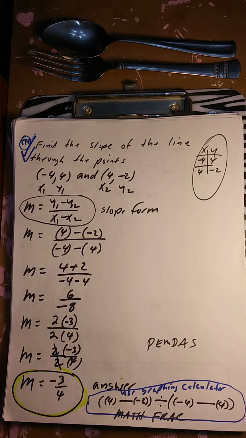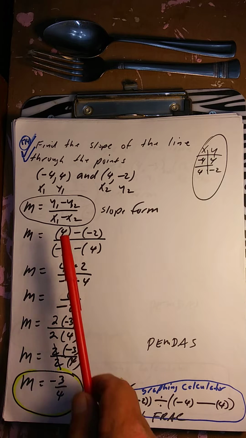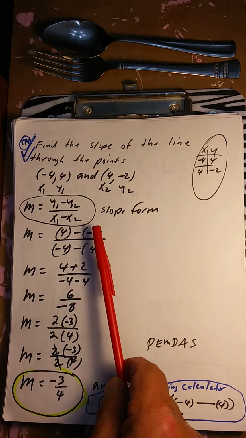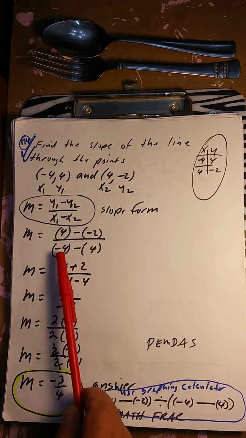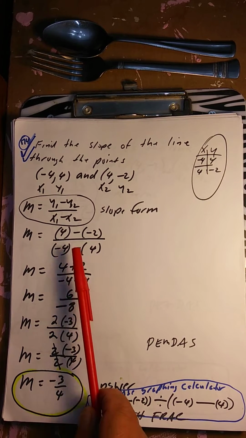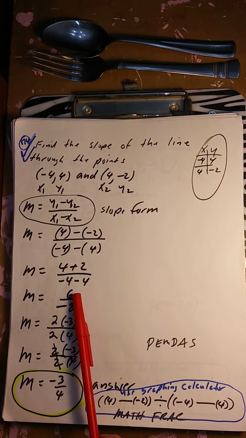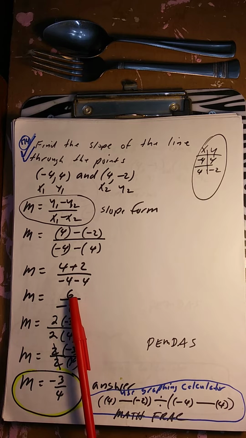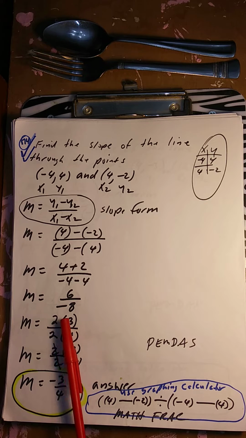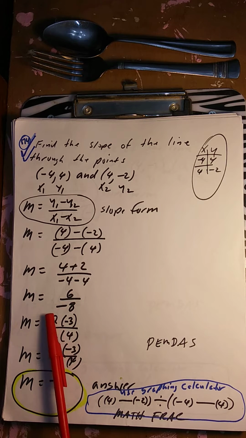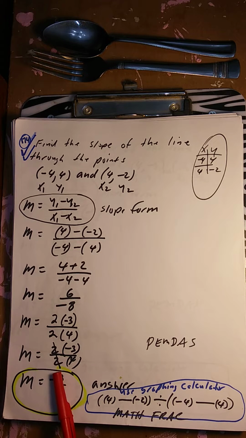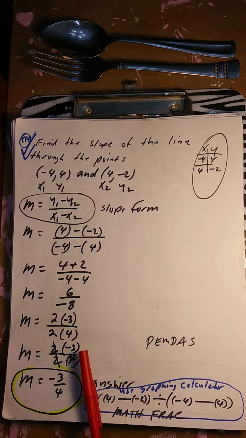Find the slope of the line through the points. Okay, 2 points, x1, y1, x2, y2. Put the formula there. So you're going to have 4 minus negative 2, and negative 4 minus 4. Negative and negative is positive, so 4 plus 2 is 6. The denominator is negative 8. So we have 6 over negative 8. Or another way to write it, 2 times negative 3 over 2 times 4. And guess what? The 2's cancel. So this simplifies to negative 3/4. Or use a graphing calculator.